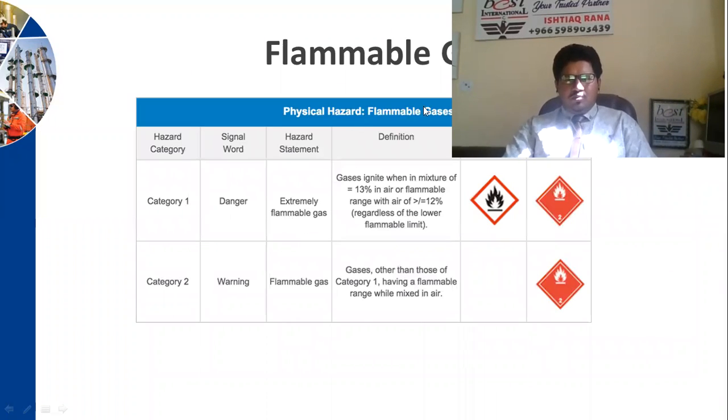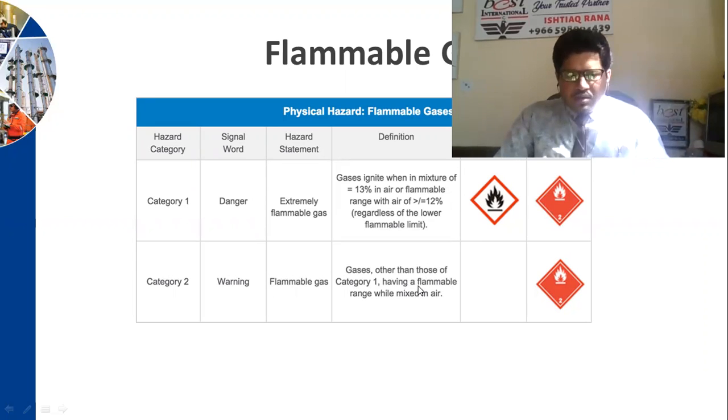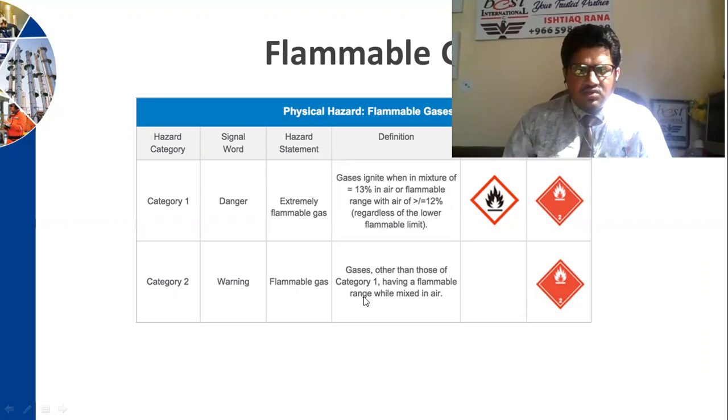So that's why we need to put different symbols on flammable gases, and also mention the hazard statement, the signal word, and the hazard category. Hazard category 1 is dangerous, extremely flammable gas, because gases ignite when the mixture is 13% in air, with a flammable range with air of 12% from the lower flammable limit. So a hazard symbol is given, and also a transport symbol. Warning, flammable gases, for category 2. And then we need to mention that the category 1 gases have a flammable range while mixed in air.